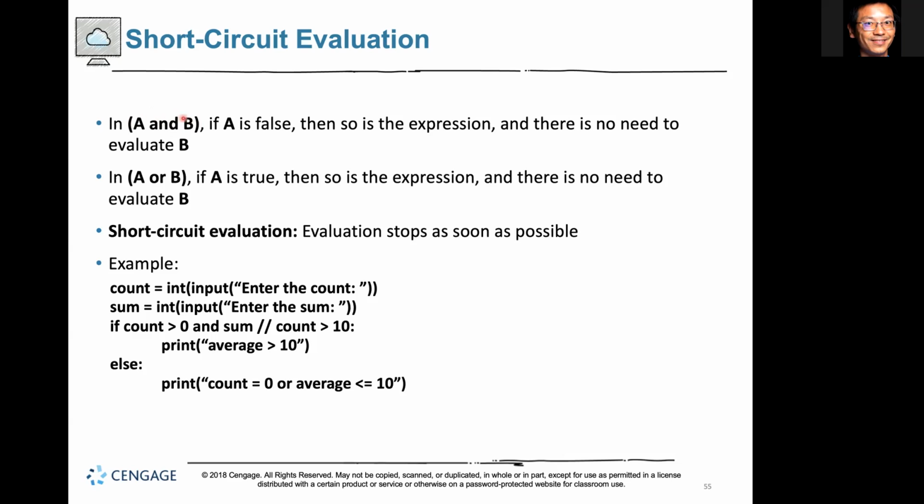It saves time, and that has an implication. You have to keep in mind that B will not be evaluated if A is false. Now, similarly, for this OR logical operator, if A is true, we know the end result of that OR expression will be true, regardless of whether B is false or true. So that's another short circuit, right?